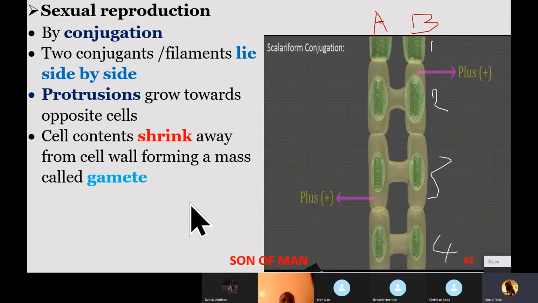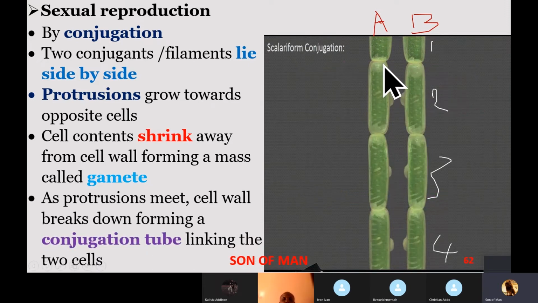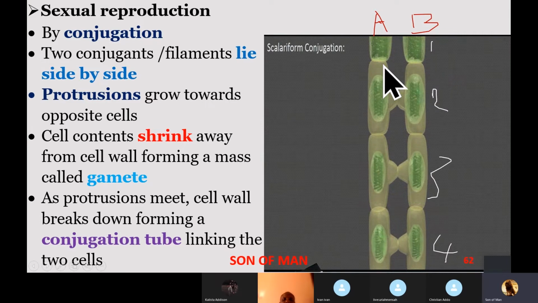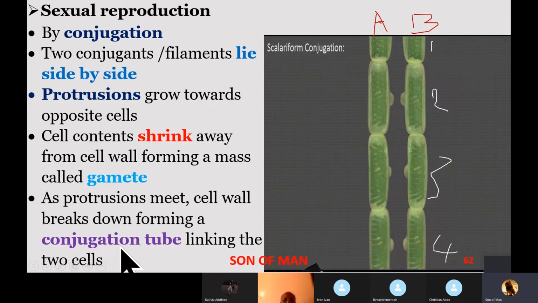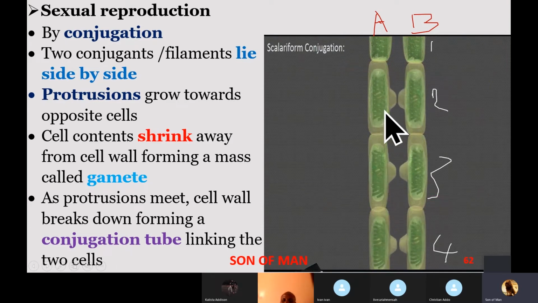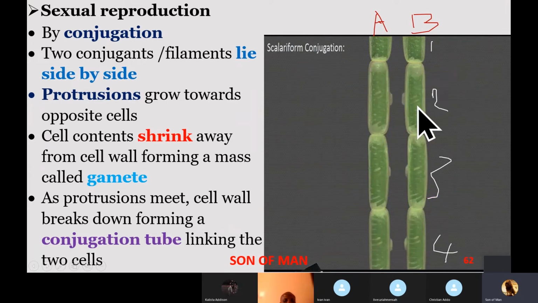So once we have the tube being formed and the mass has separated or shrunk away from the cell wall, and once we have the tube called conjugation tube linking the two adjacent cells together, the materials in the minus will then move into the plus.